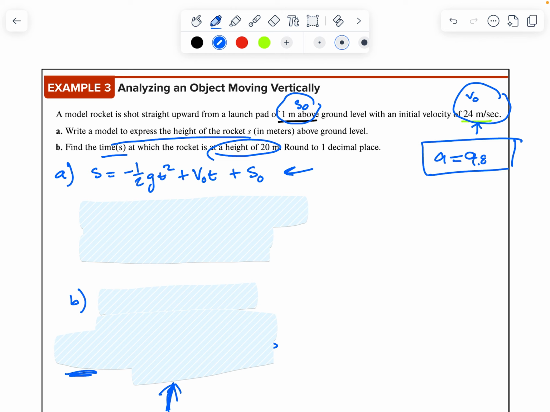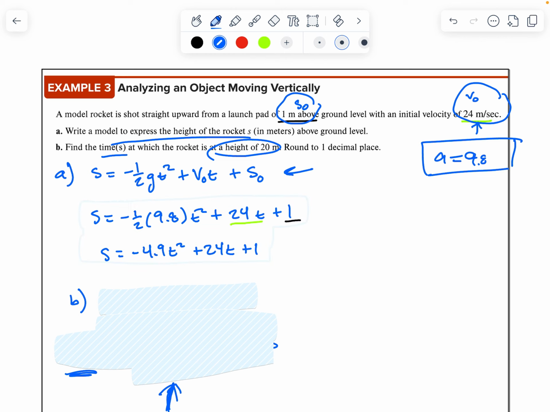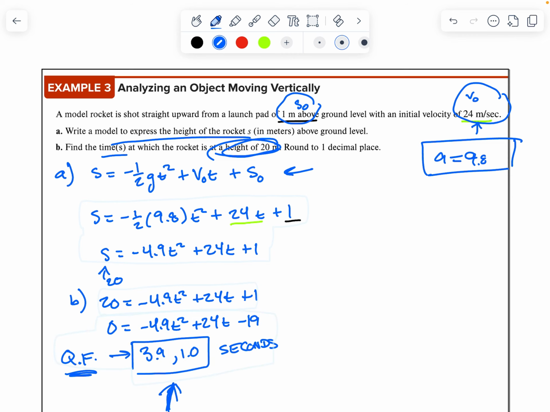The formula never changes, so now all we have to do is start to sub things into that formula and simplify. If for part B we want to find the time at which a rocket is at a height of 20, we know that S is our height, so we can sub a 20 in for S. Move the 20 over to the right and use the quadratic formula to solve, which will give us two answers, 3.9 and 1.0 seconds. We have two times where it's at 20 meters.